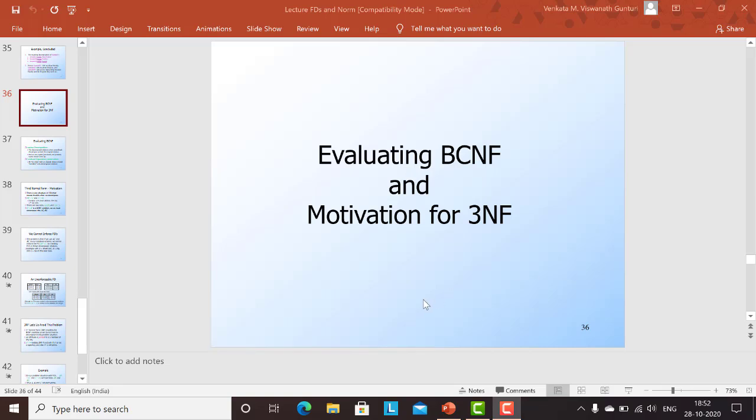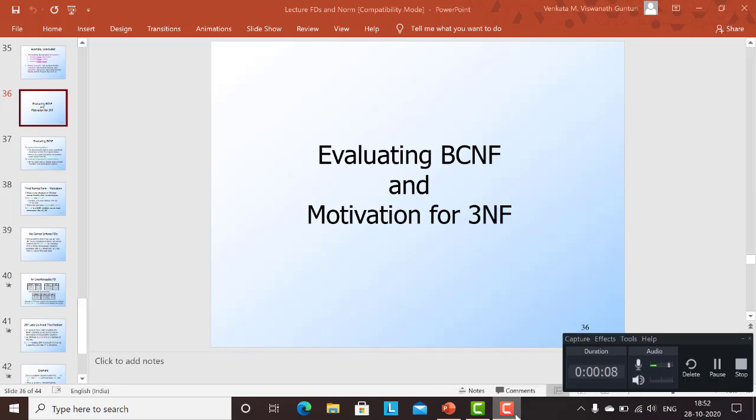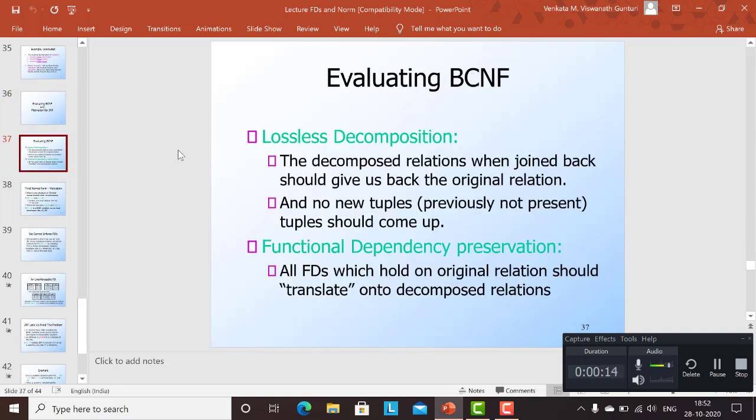Hello everyone. So in this video, I'm going to talk about some features about BCNF and then sort of set the stage for the 3NF algorithm. Okay. So when we are evaluating BCNF, or for that matter, when you are evaluating any decomposition algorithm, there are two aspects which are very important.